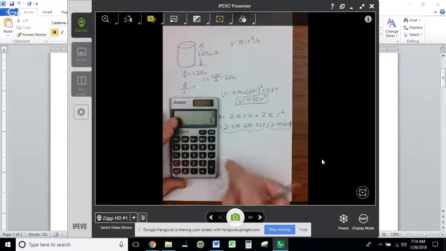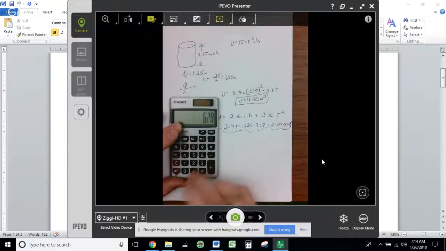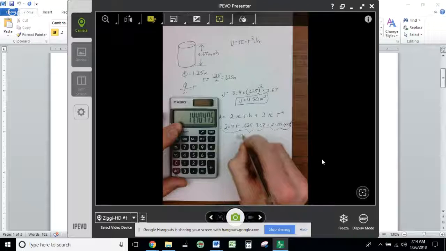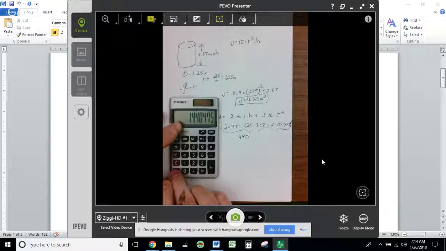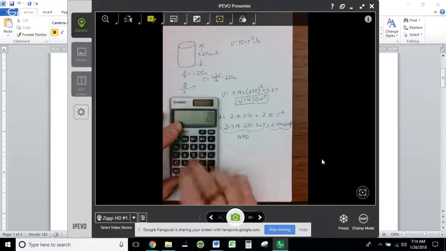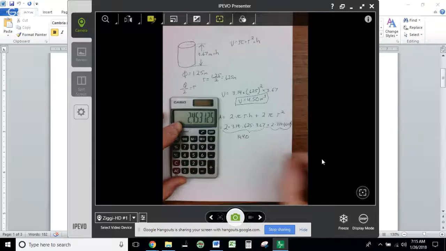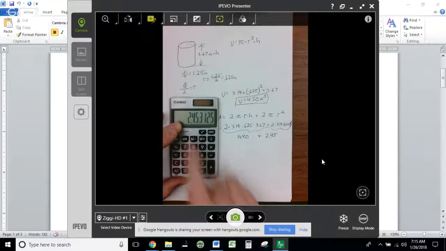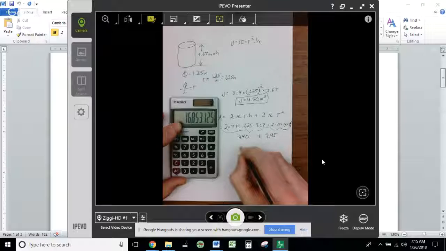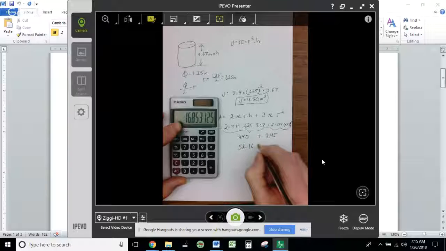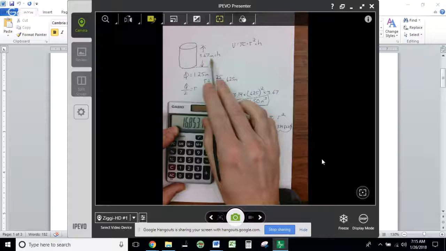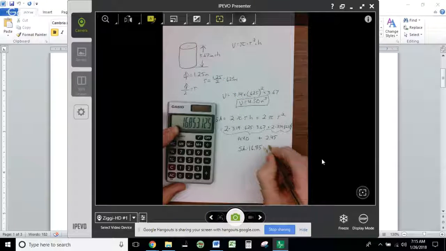So we have 2 times 3.14 times 0.625 times 3.67 and that is going to equal 14.40. We'll just leave it right there. And then I have 2 times 3.14 times 0.625 times 0.625. So I have 2.45. Add the two together. I already have this one plugged in, so plus 14.40 equals. So I have a surface area of 16.85. This was in inches, so inches squared.